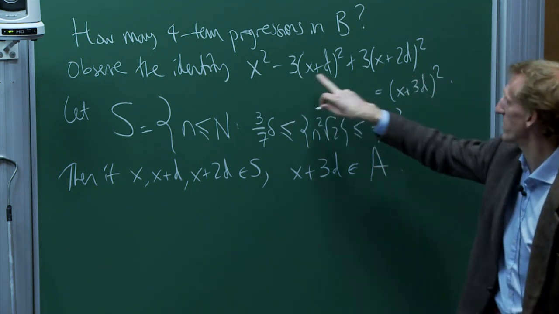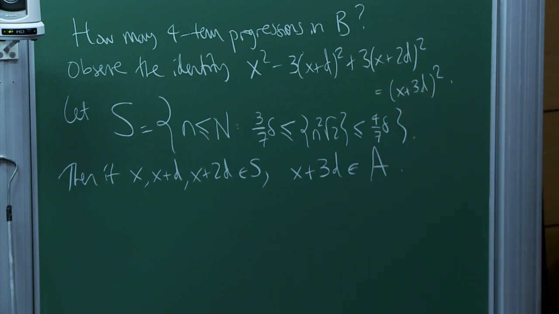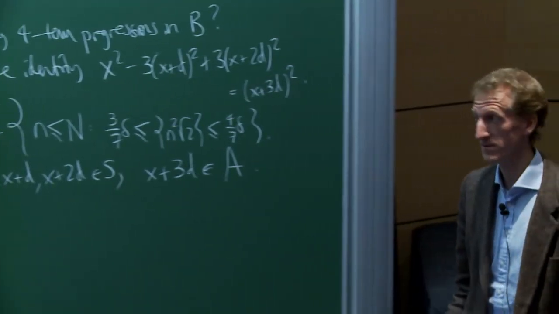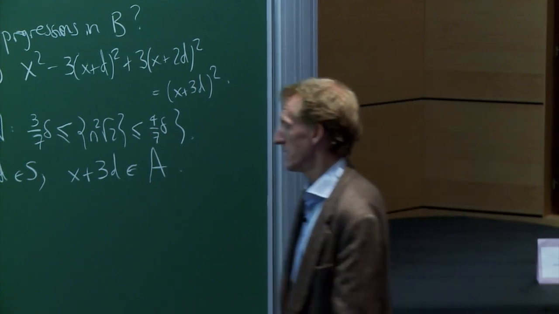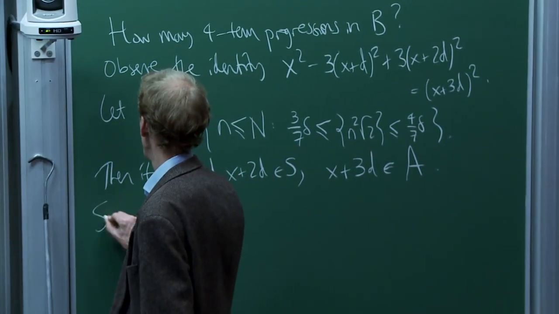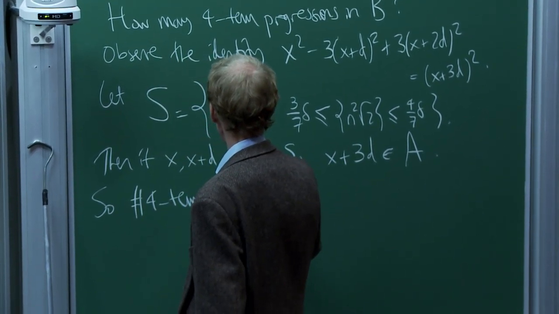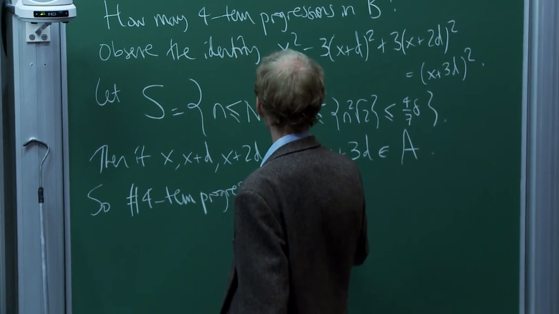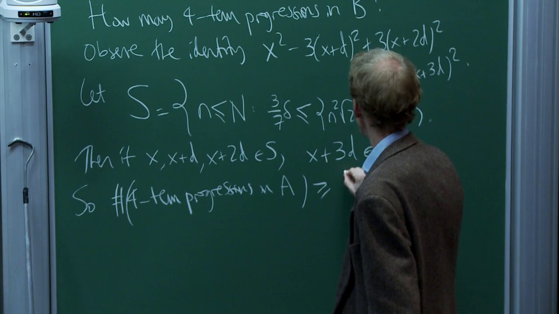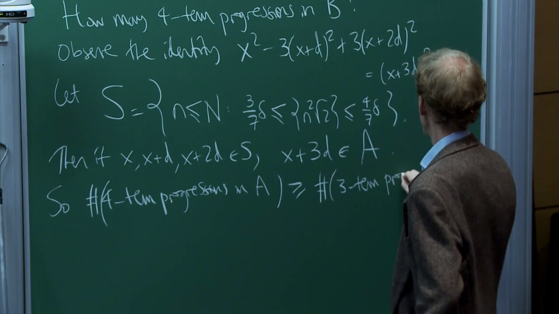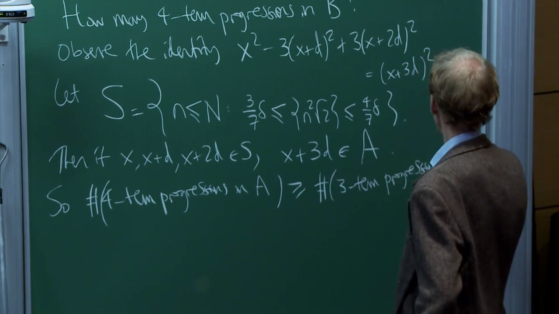The 7 is 1 plus 3 plus 3. And S and A have nothing to do with each other, except delta. S is contained inside A. So S is a smaller set than A. It will typically have about 1/7 the size of A, in fact. So the number of four-term progressions in A is at least the number of three-term progressions in S.